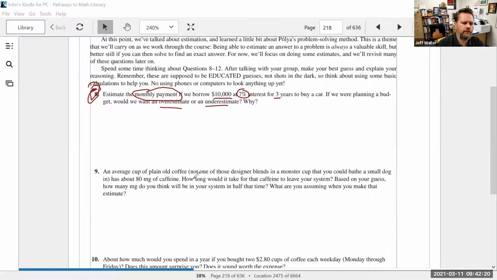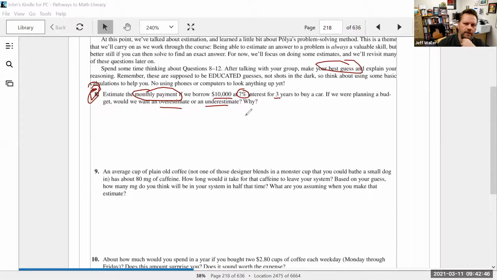What do you think? If I want to figure out my monthly payment before I get into a contract, would I want to overestimate what it's going to be or underestimate what it's going to be? Overestimate, exactly. You pretty much always want to overestimate your costs if you have to estimate one way or the other. Make your best guess.